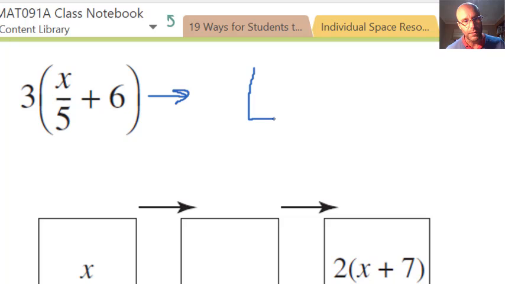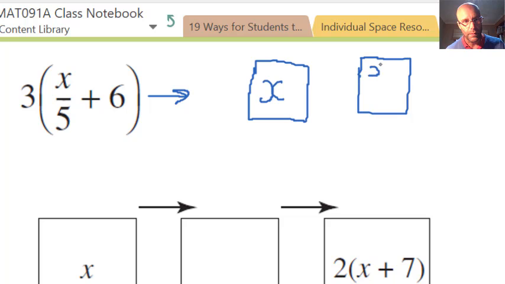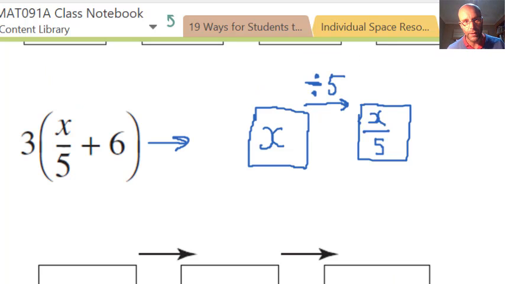So we would start with X, and then in the next box we need to have X divided by 5, or X over 5. How did we get from there to there? We have to divide by 5. So we also need to put in what we did. So we divided by 5. You see that's been added in there.